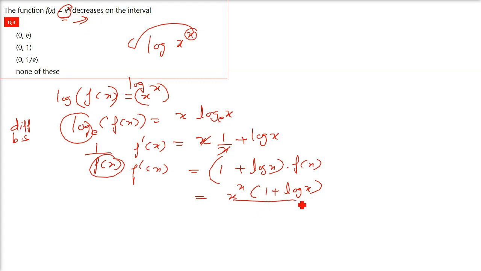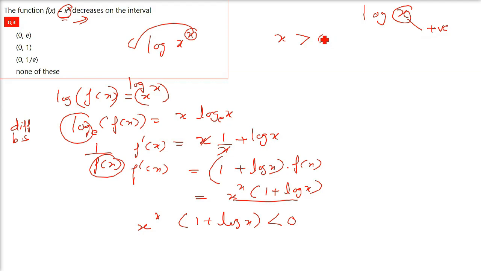Now this has to decrease. Decrease means this whole expression should be less than 0. That is x raised x times 1 plus log x less than 0. Now there are two terms here. First is, when you have log, there can be nothing negative inside. x should always be positive because log is defined for the positive values. x should be greater than 0.